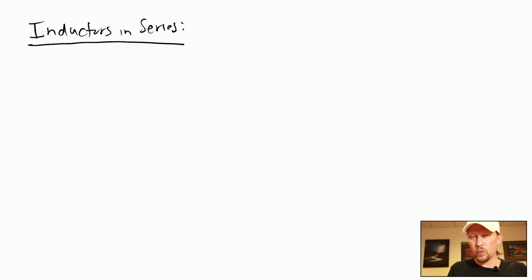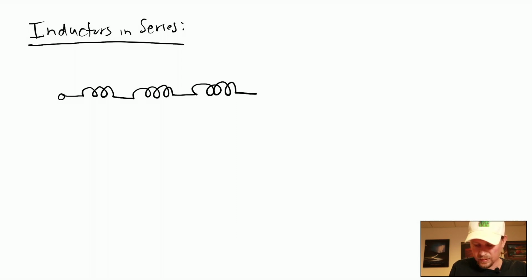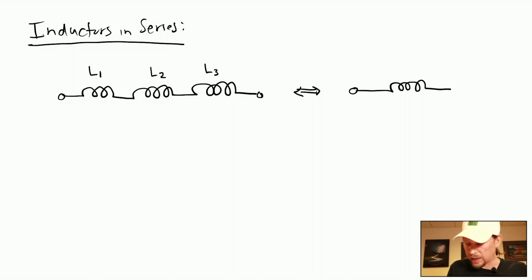And I'm going to begin with essentially two circuits. The first circuit contains a set of three inductors. And each one of these inductors is characterized by an inductance L1, L2, and L3 initially. And what we want to do is we want to be able to take this network and replace it with a network of a single inductor that contains an equivalent inductance like this.